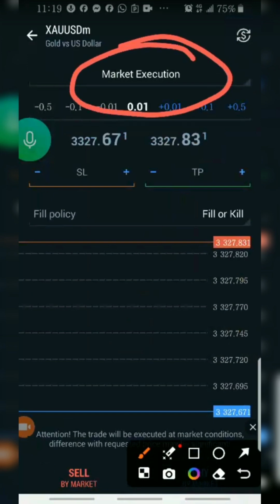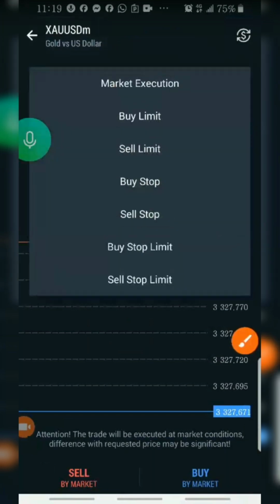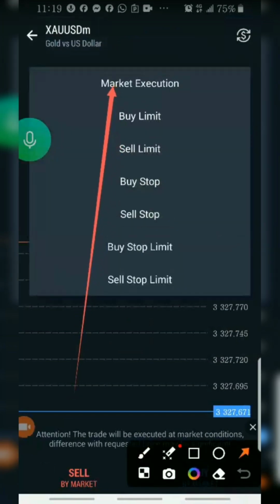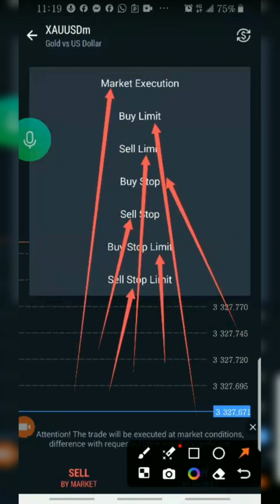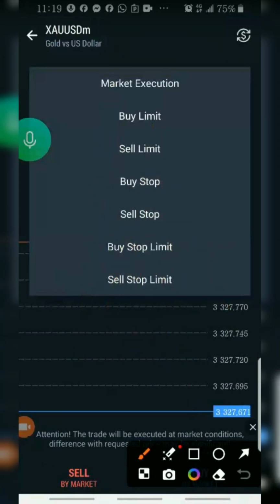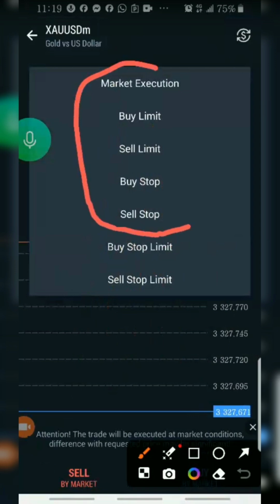If I am to trade BTC, there are different types of orders. We have market execution, buy limits, sell limits, buy stop, sell stop, buy stop limits, and sell stop limits. When you are trading, you will only be using these 4 or 5: the market execution, the buy limit, the sell limit, the buy stop, and the sell stop. They are the most important ones you will come across. So let me explain them.